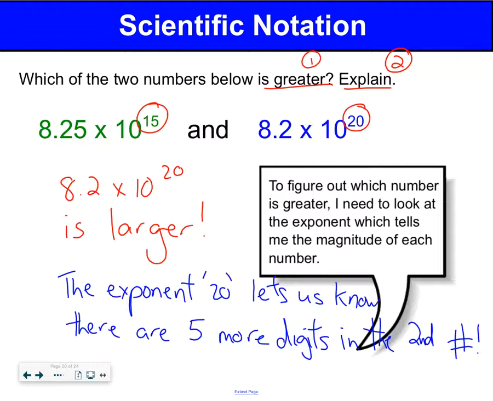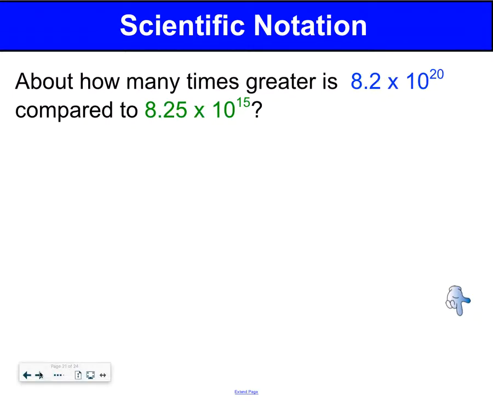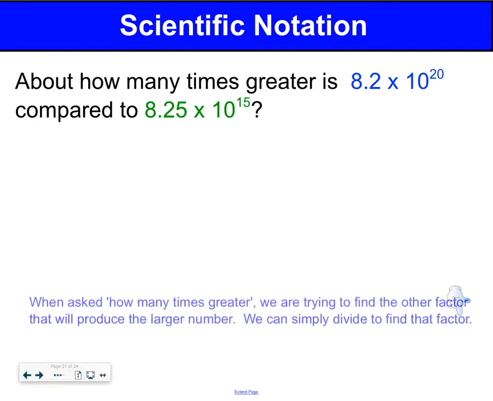Another possible explanation is to even do what we're going to do in the next question and actually demonstrate that. So let's take a look at the second question, which says about how many times greater is 8.2 times 10 to the 20 compared to 8.25 times 10 to the 15th. Now, when asked how many times greater, we are trying to find the other factor that will produce the larger number. We can simply divide to find that factor.